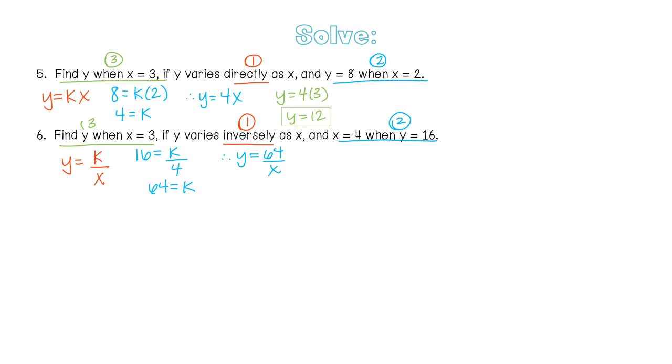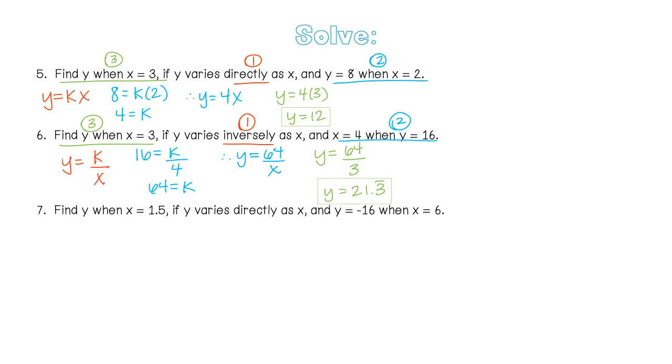Finally, answer the question. Find y when x is 3. What is 64 divided by 3? 21.3 repeating. There's my answer. Simple as that. Let's look at another one.